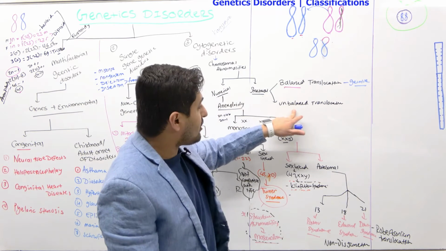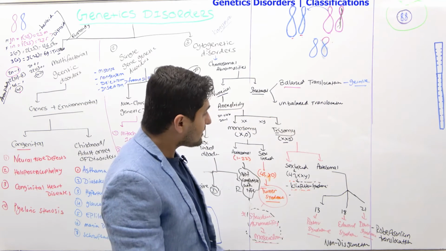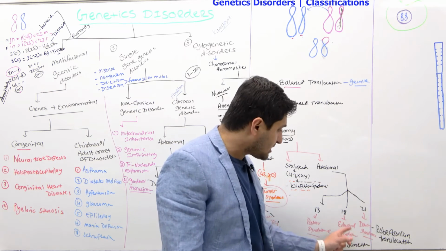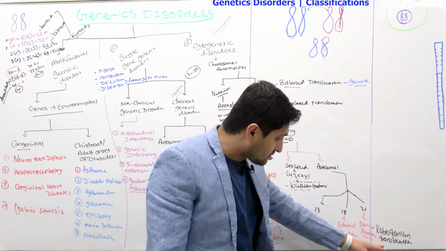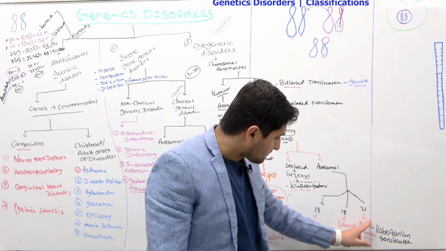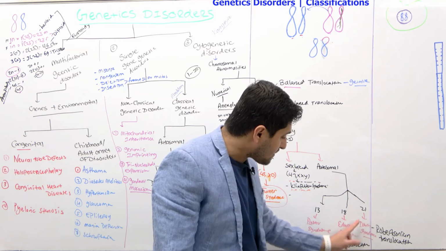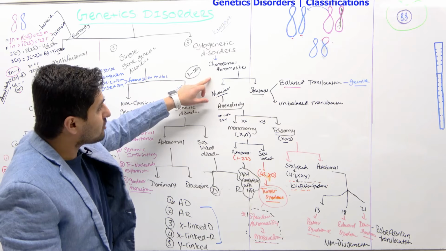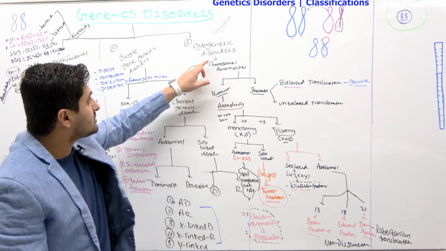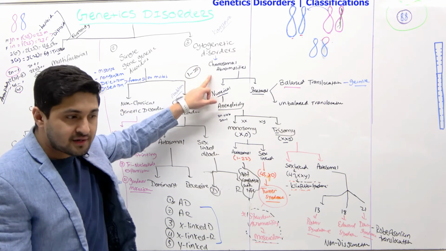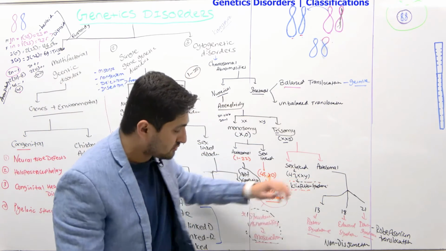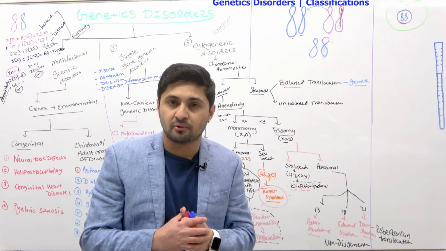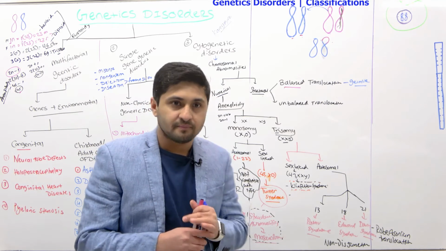Now, this type of unbalanced translocation, especially something called Robertsonian translocation, can happen especially in Down syndrome, involving chromosome number 21. And that can give you Down syndrome. Remember this: whenever you talk about cytogenetic or chromosome abnormalities, these are all the disorders, and most commonly you hear about stillbirth or miscarriage.